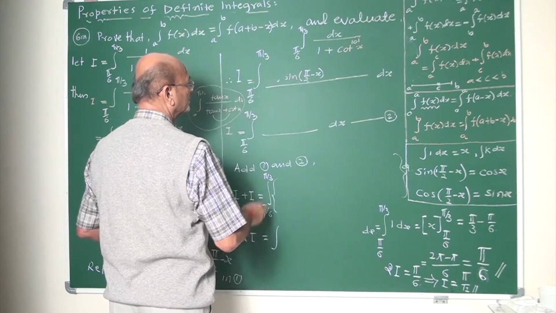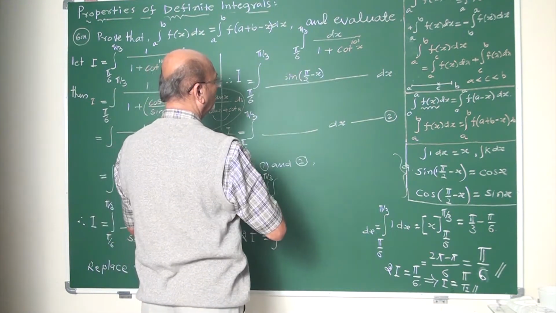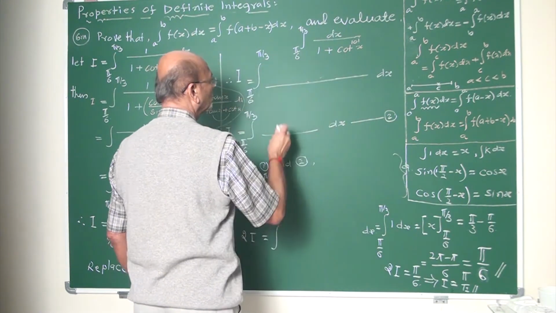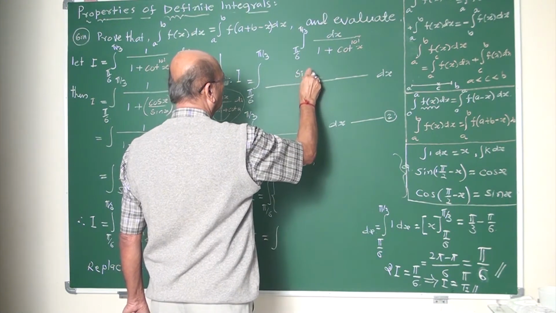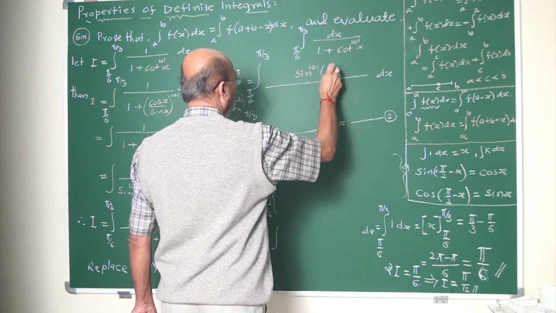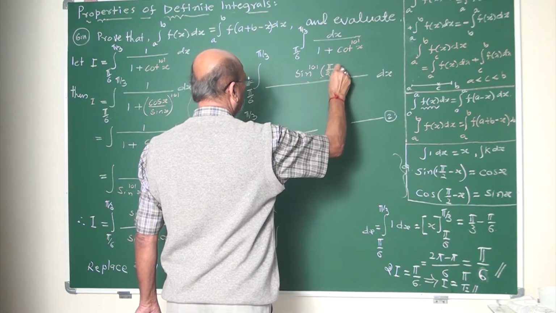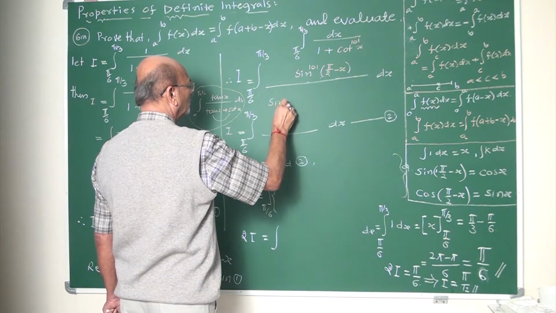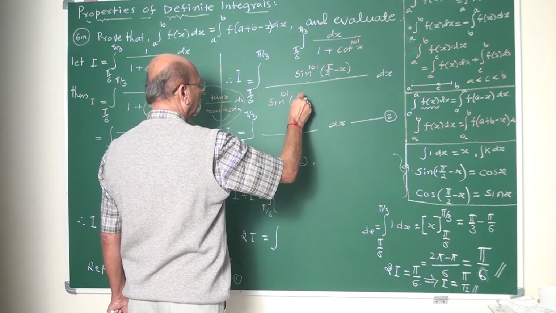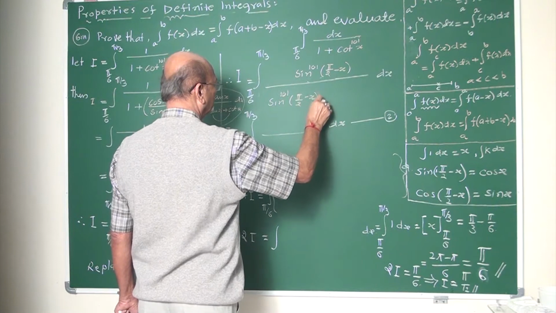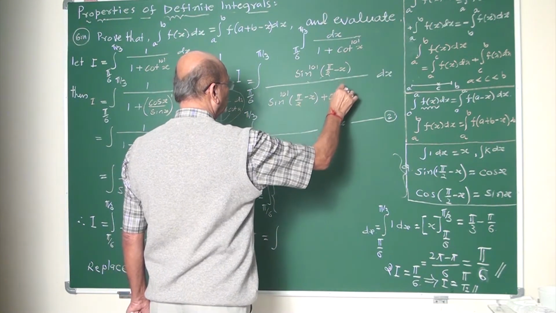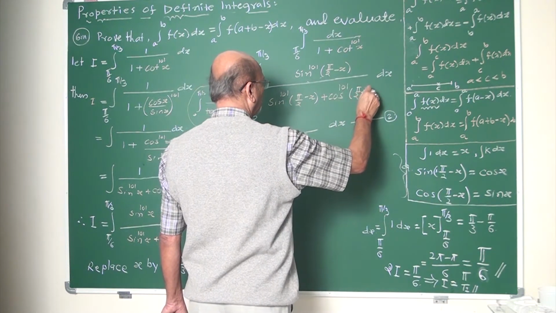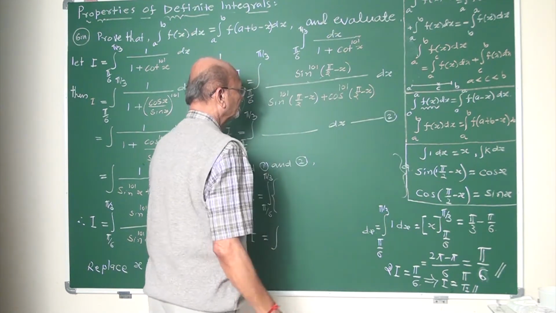Yes, my friends. This is sin to the power 101. You are replacing x by what? Pi by 2 minus x, my friends. This is sin to the power 101 of pi by 2 minus x, plus cos to the power 101 of pi by 2 minus x.